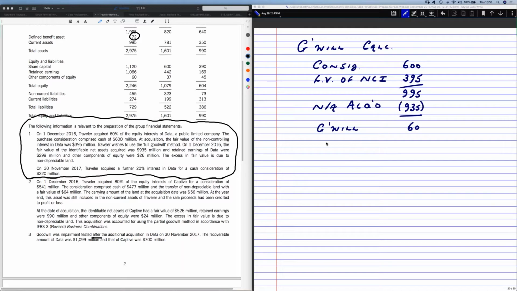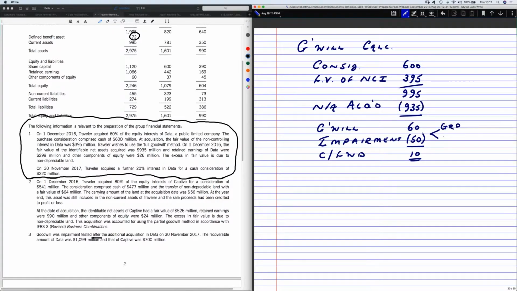Now, what I was trying to get across to you, maybe I didn't do it very well, is let's imagine the impairment of the goodwill is 50. To be honest, I know it's 50 from the question. That leaves a carrying amount for the balance sheet of 10. Obviously this impairment needs to be allocated between the group, i.e. we charge retained earnings, and a charge to the NCI.